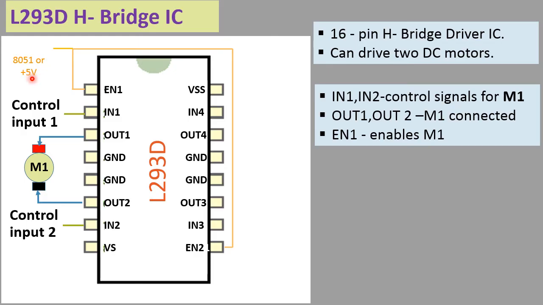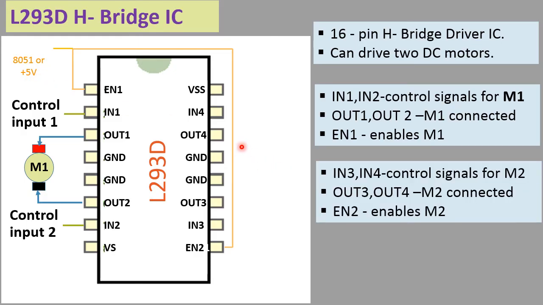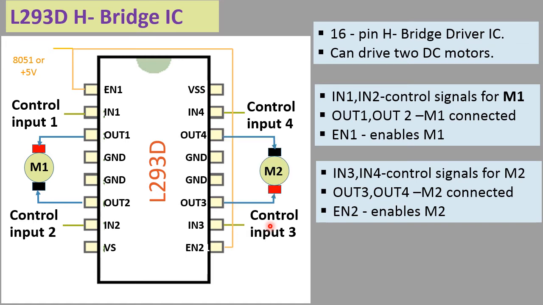Now consider the pins for motor 2. IN3 and IN4 pins are given control signals for motor 2. They are generally connected to microcontroller port pins. Motor 2 is connected between OUT3 and OUT4. EN2 pin is the enable pin for motor 2.